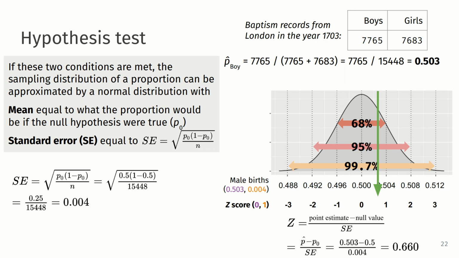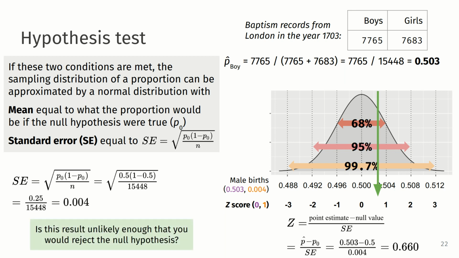and that is a strong hint that this sort of result is actually pretty common, even if the null hypothesis were true. So even though we got a proportion that was slightly higher than 0.5, it's not so high that it would be out of the realm of possibility. So is this result unlikely enough that we would reject the null hypothesis? Well, no, I don't think so. And that's reflected here by the magnitude of the z-score. The z-score is close to 0.5.